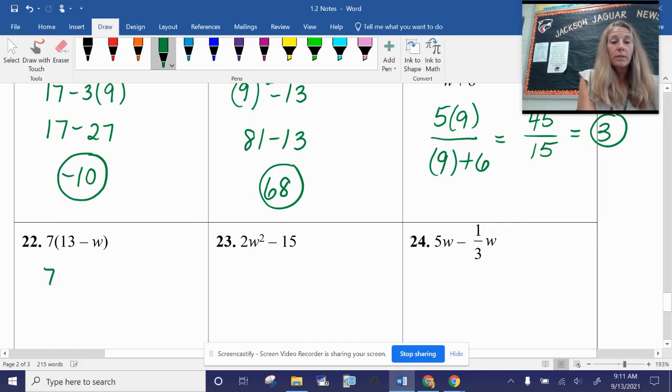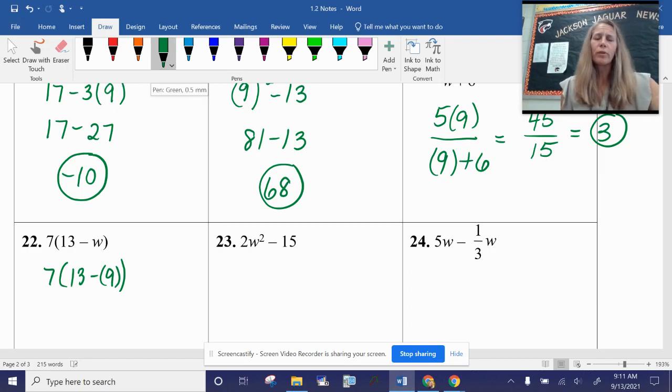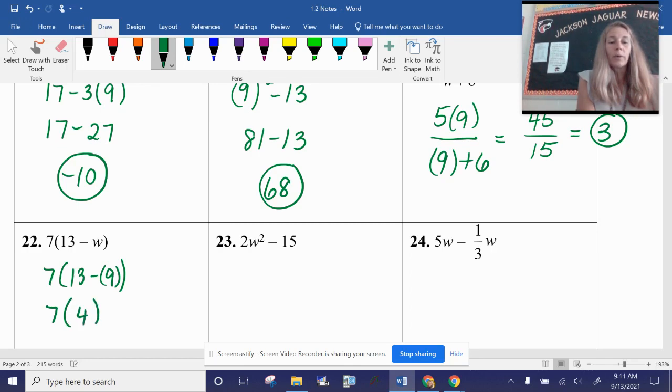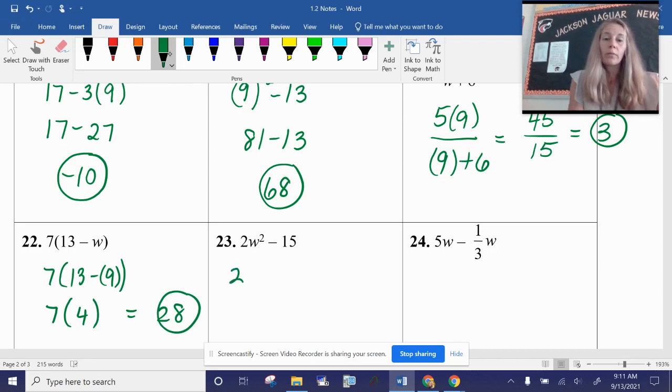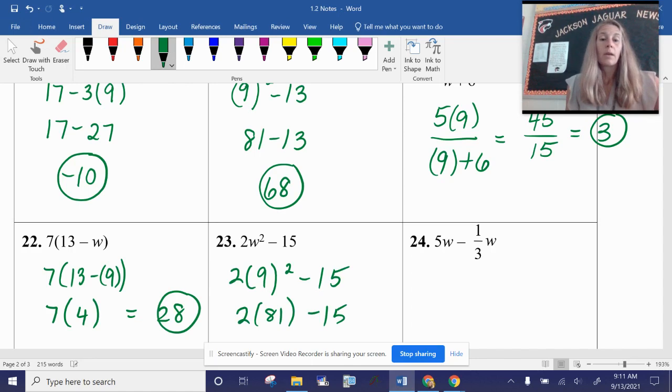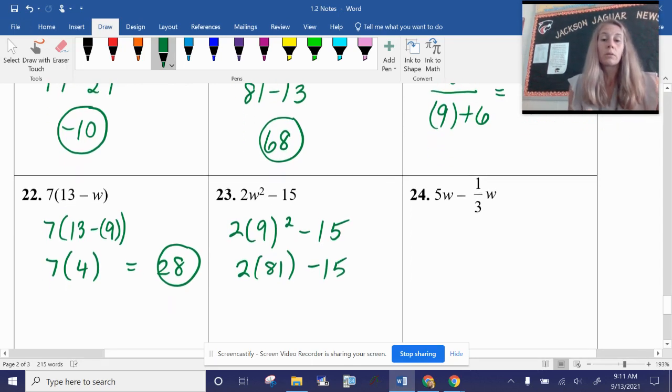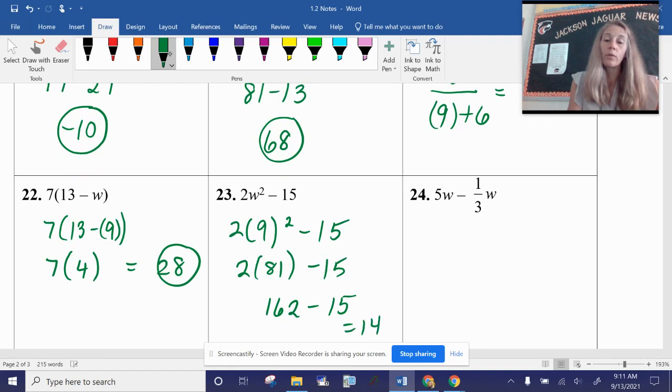Okay, number 22, I'm still substituting in the 9 here. Now, sometimes people get a little confused if they put parentheses in another parenthesis, but 13 minus 9 is just going to leave me with 4, and 7 times 4 is 28. For number 23, still using this 9 for our W. 9 squared is 81. And now I have to do 2 times 81, which is 162. And I believe that's going to be 147.